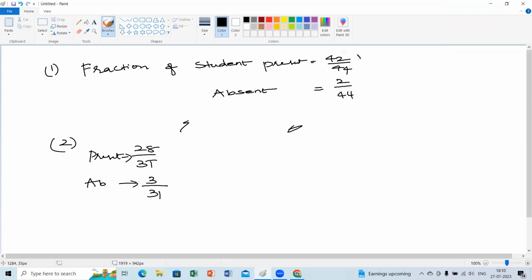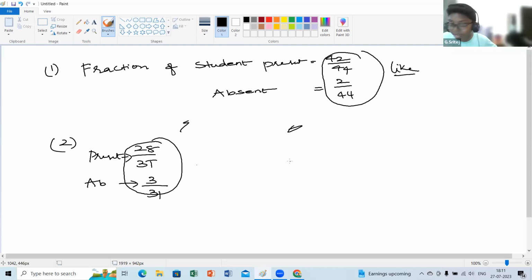We can add these like fractions, beta. Denominators are different. Here also, if you see, the denominators are different. Suppose present percentage. Ma'am, denominators are the same. Sorry, no, that's okay. We are going to unlike fractions, sorry, going to unlike fractions.